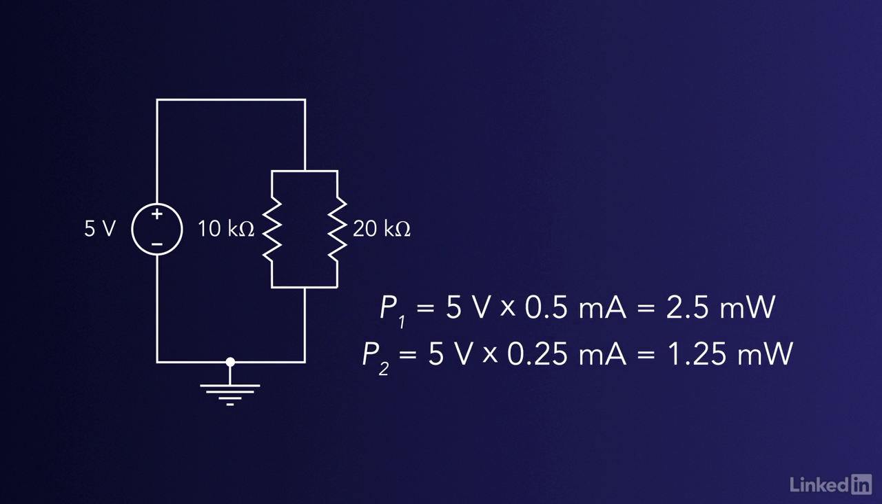Similarly, the power dissipated individually by the left resistor and the right resistor will be 2.5 and 1.25 milliwatts respectively, which add up to that total power of 3.75 milliwatts that I calculated earlier.